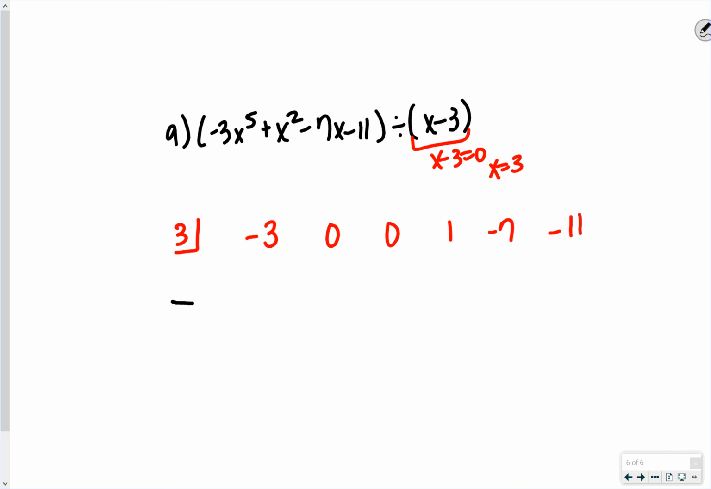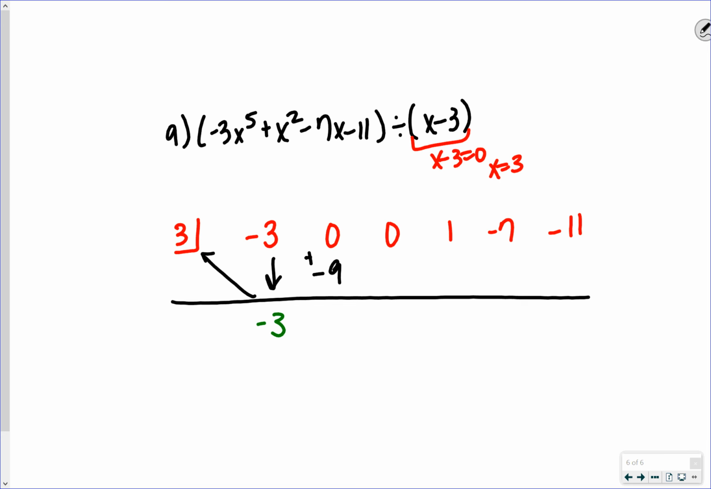Skip a line, draw a line. Bring down your first number. Negative 3. Negative 3 times 3 is negative 9. Add straight down. 0 plus negative 9, negative 9. Negative 9 times 3 is negative 27. Add straight down.